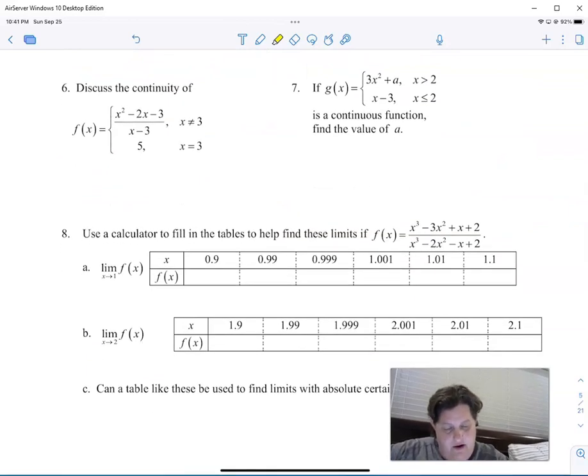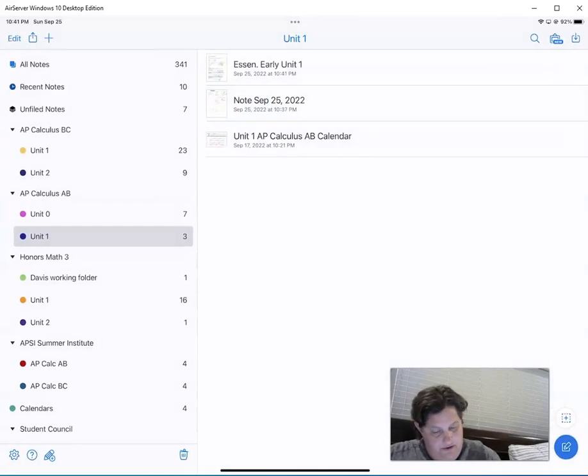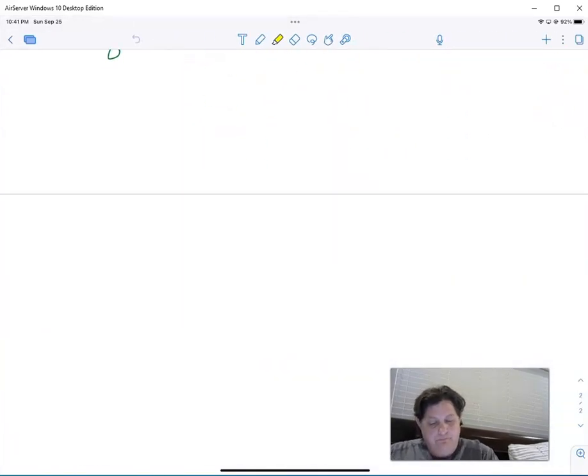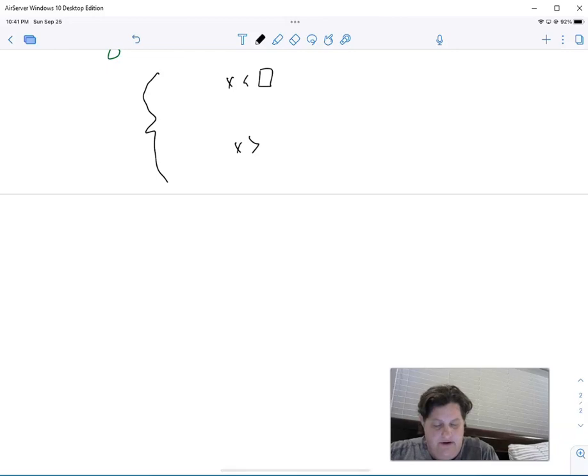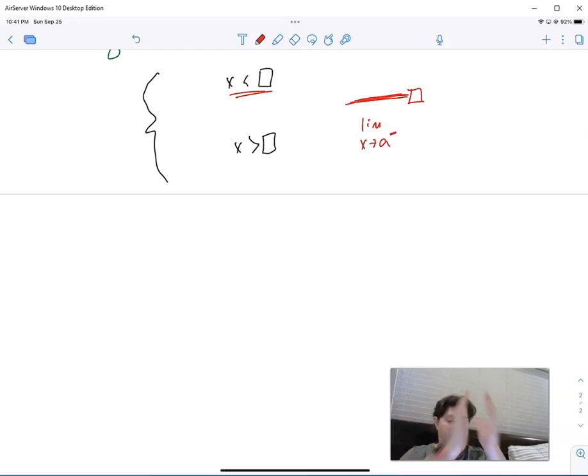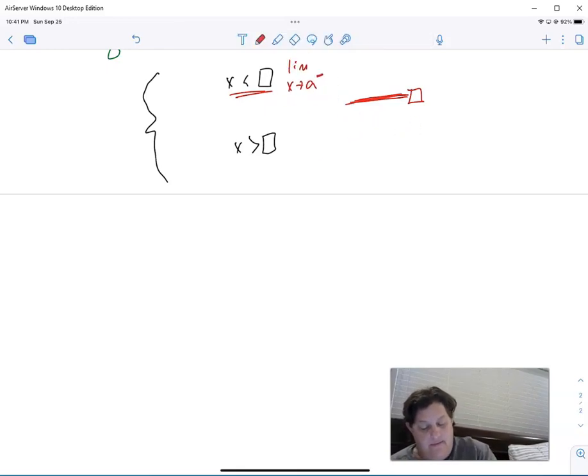Discuss the continuity of... Well, let's talk about when we see piecewise functions: x is less than a number, x is less than a number. What I want you to understand is that when it says x is less than a number, it's all this stuff on this side, which means it's the limit as I approach whatever that number is from the left. Less than means I'm approaching it from the left.